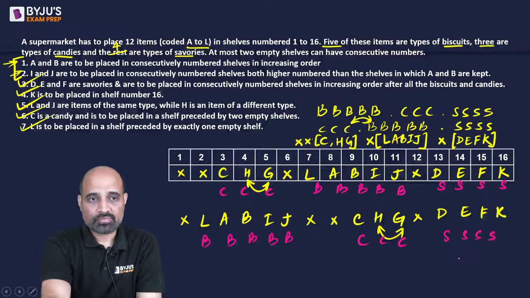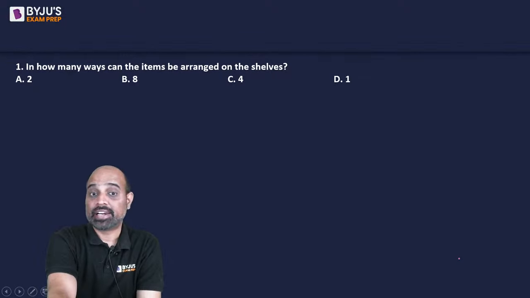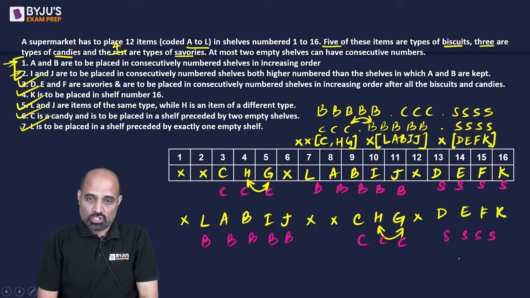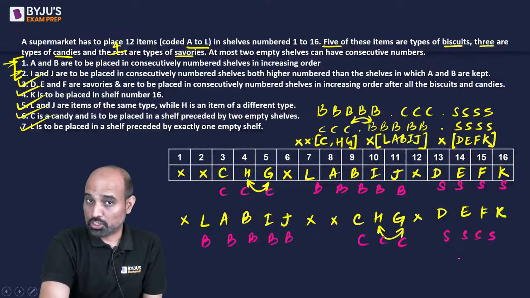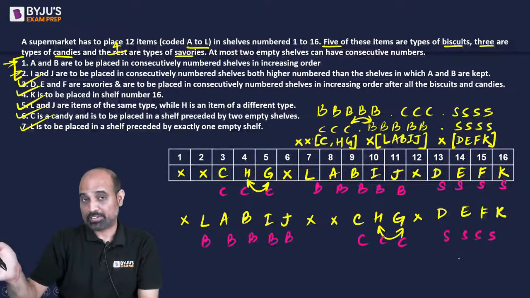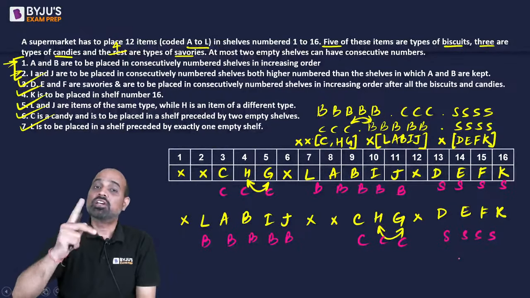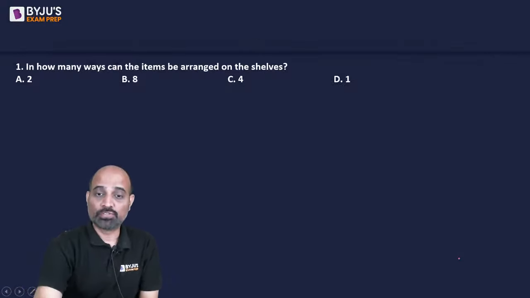Okay, we will see if more is required. Okay, the first question: in how many ways can the items be arranged on the shelf? So 1, 2, 4 or 8. Right now we are pretty sure that it's going to be at least 4, right? In the first case where candies are at the beginning, then biscuits, then savories, candies itself will take 2 cases. Next, when candies go in the middle, you will have 2 cases over there. So at least 4 cases are there.